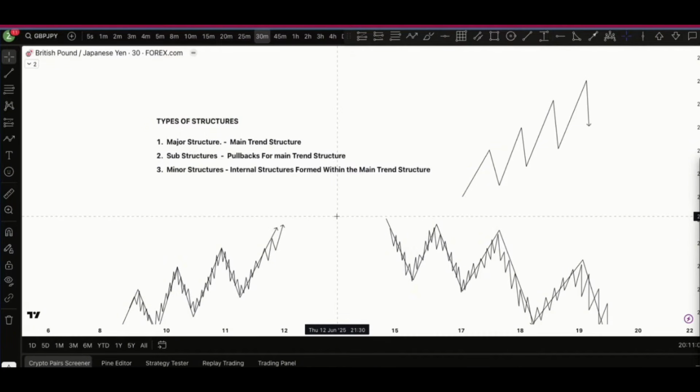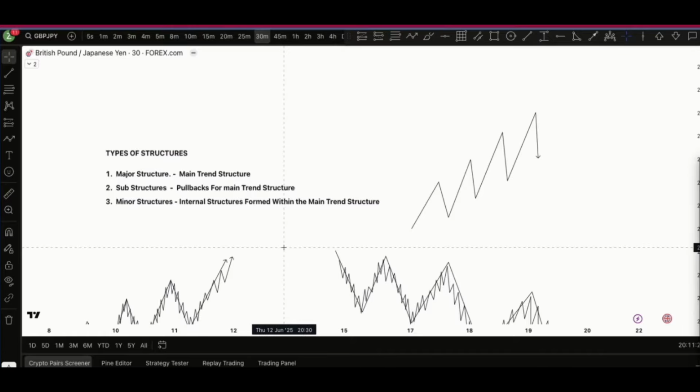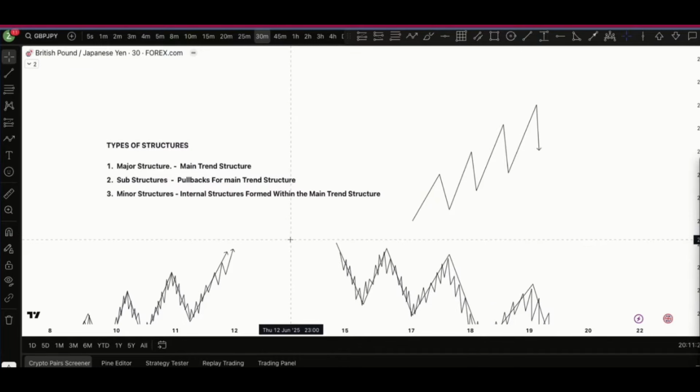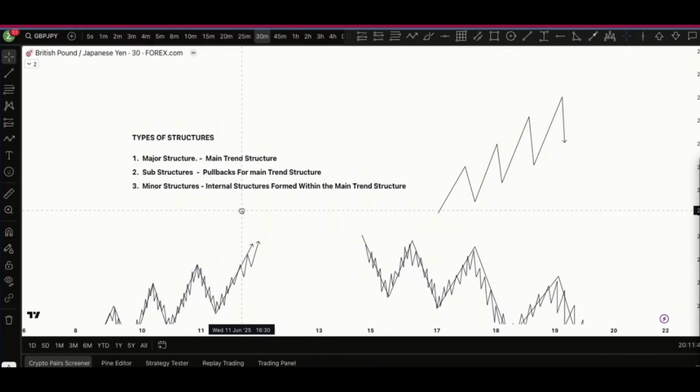And within the advanced market structure, we have different types of structures. We have the major structure, which is the main trend structure. So let's say we are in a bullish trend, or we are in a bullish market, which is this one that I've drawn. And we know that in a bullish market, we have higher highs, higher lows. But within the higher high and the higher low, we have what you call a substructure. And also we have what you call a minor structure.